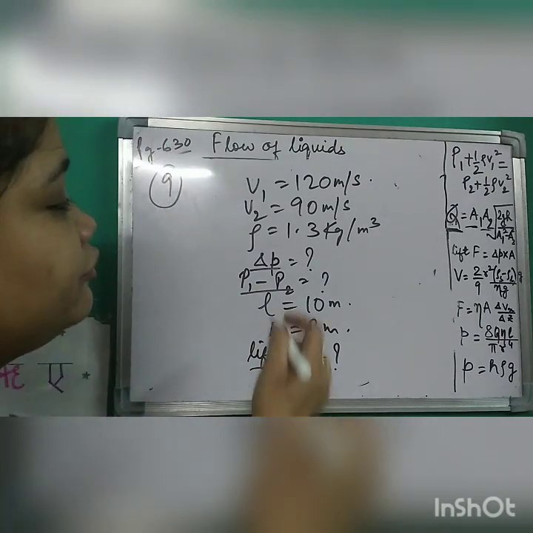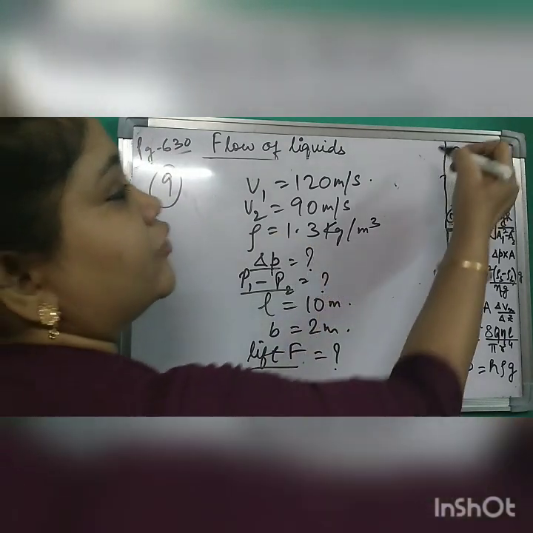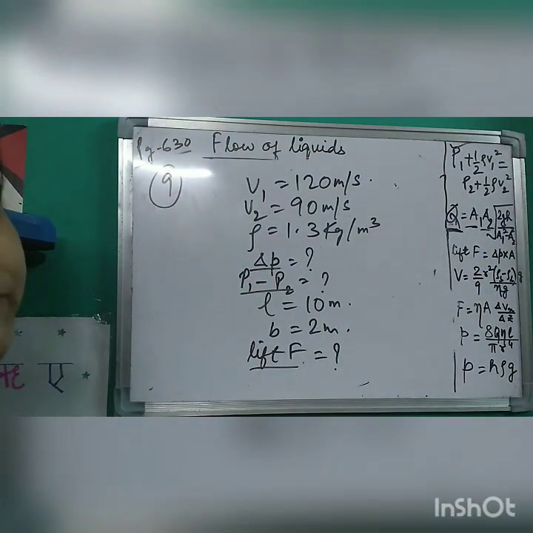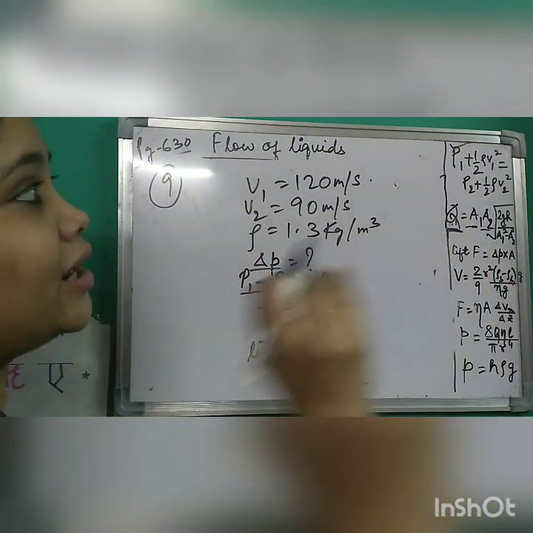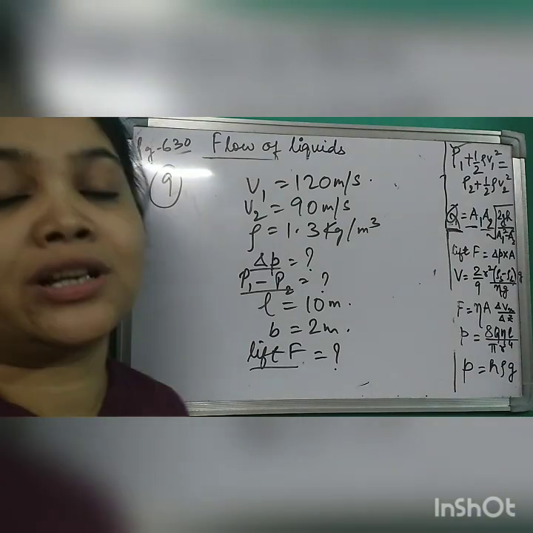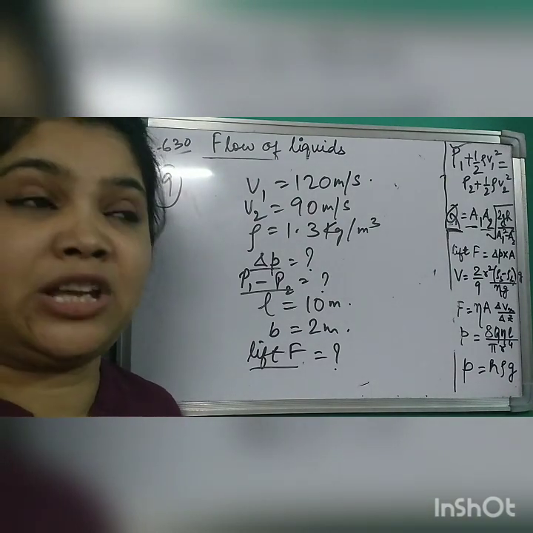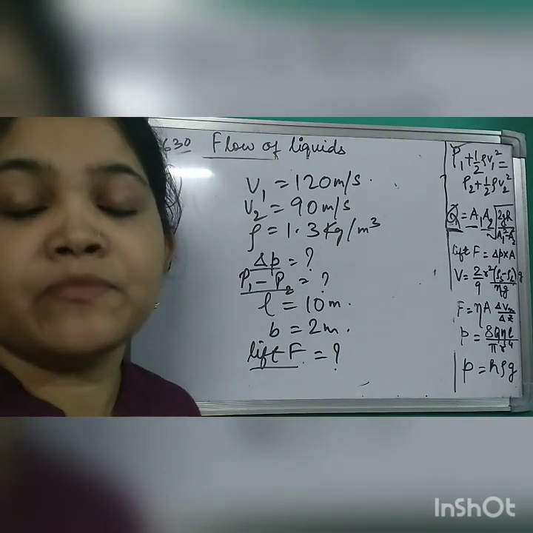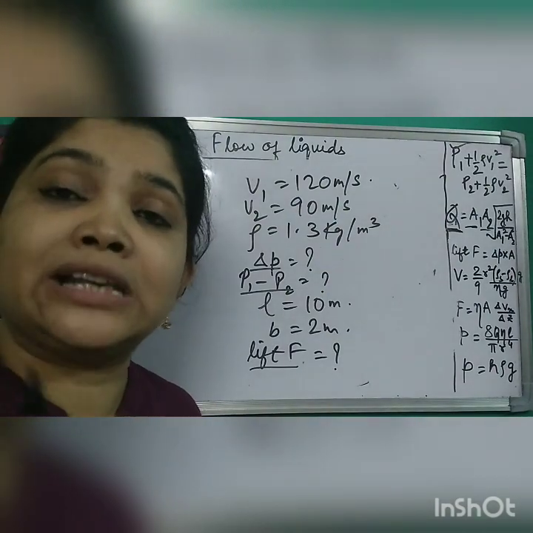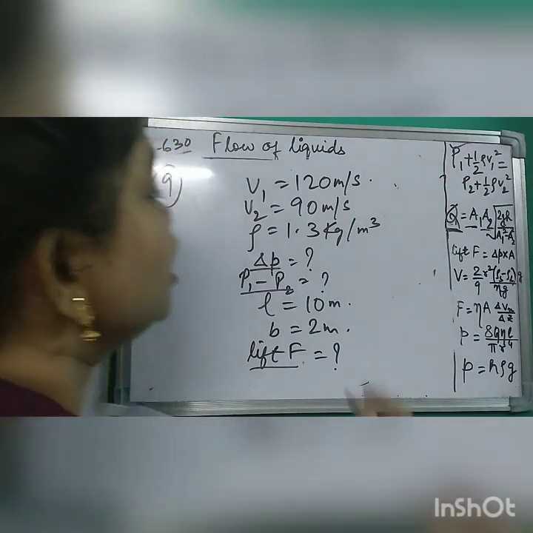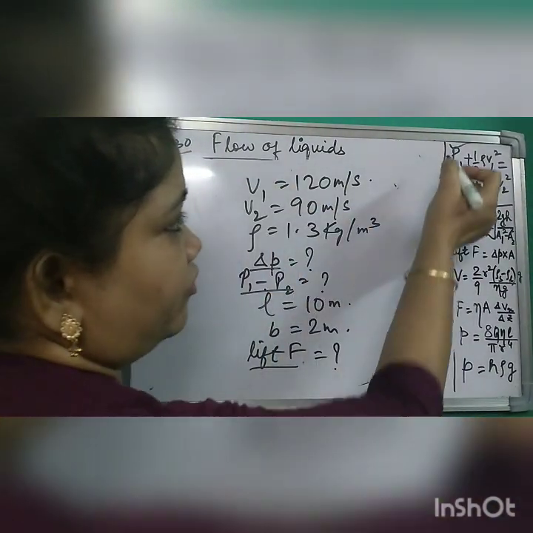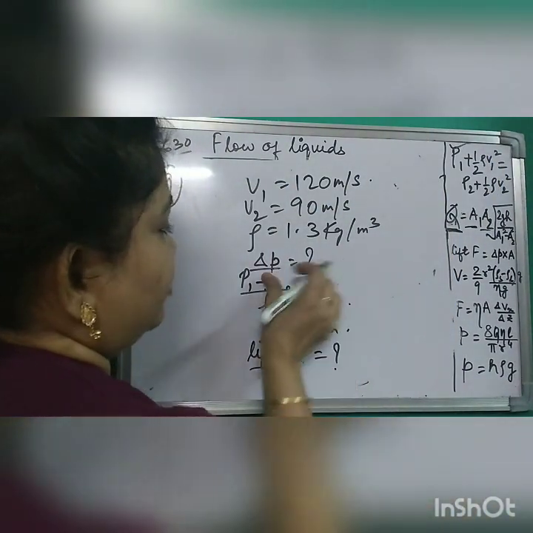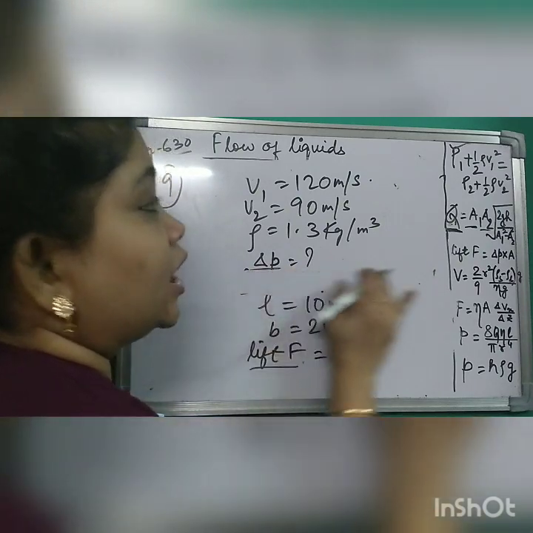So for the first part, the delta P part, students, we will be following Bernoulli's theorem because it is flowing horizontally. And as I have taught you in the class, the aeroplane is an application. How the wings of the aeroplane lift it up is related to Bernoulli's theorem. So for finding out delta P, we will be using Bernoulli's theorem. I am solving the sum over here and showing you the formula.